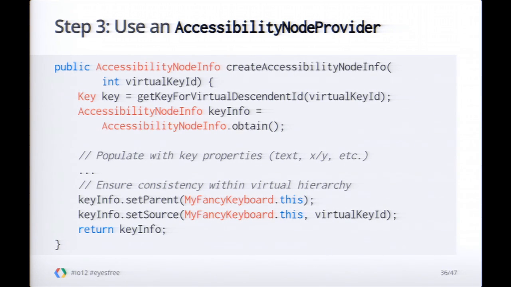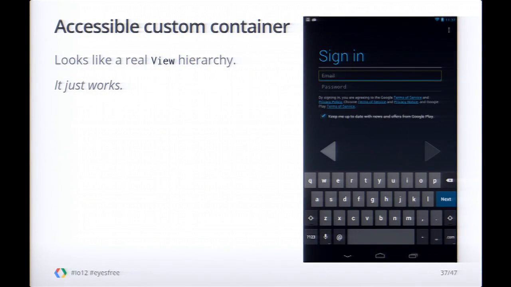For consistency's sake, I'm also setting the parent of the node to be the keyboard that it belongs to, and I'm setting its source to be its own virtual key ID, and of course, its parent. So after taking these 3 steps, my keyboard looks the same to every user. So if somebody's using TalkBack or BrailleBack, if they put their finger on it, they'll receive the appropriate spoken or Braille feedback.